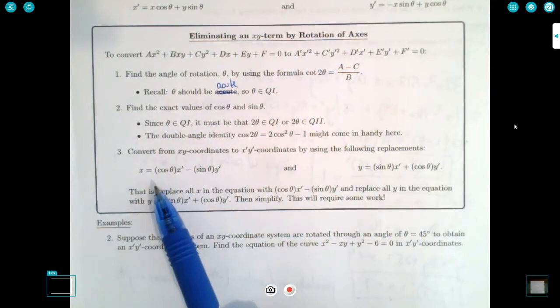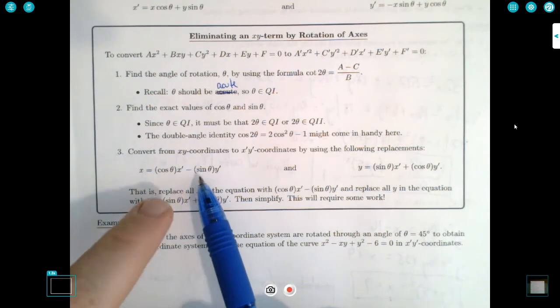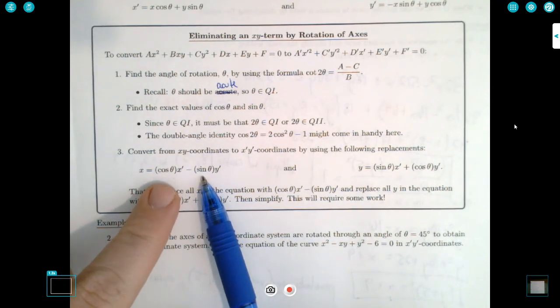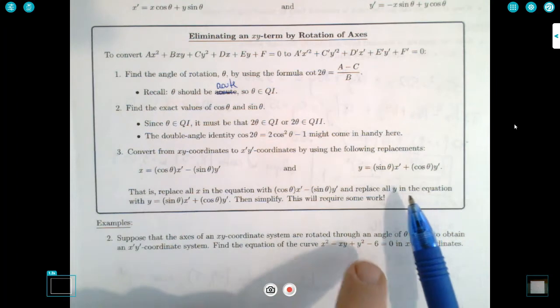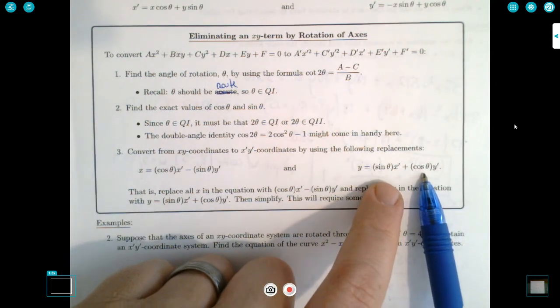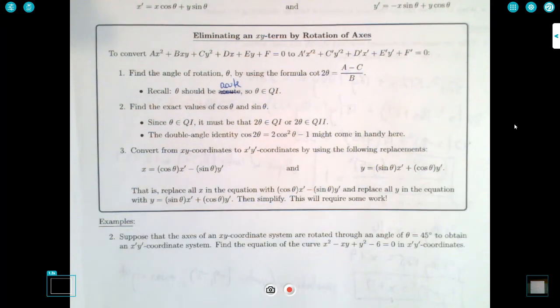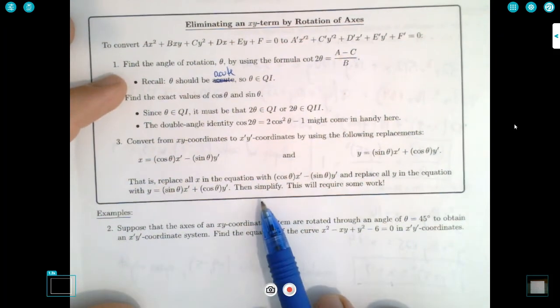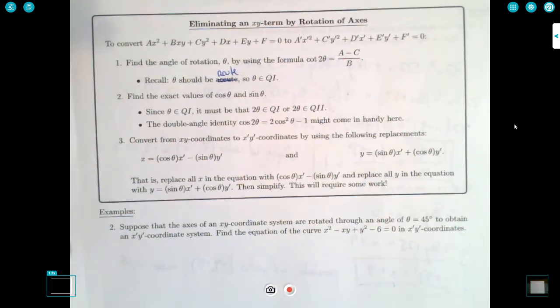And then finally, you're going to convert from xy coordinates to x prime y prime coordinates by using these replacements. So everywhere in your equation that you see an x, you're going to replace it with cosine theta x prime minus sine theta y prime. And everywhere you see y, you're going to replace it with sine theta x prime plus cosine theta y prime. And then you have to simplify, and that usually requires some work.